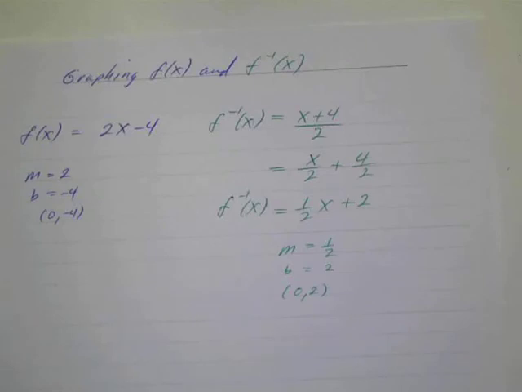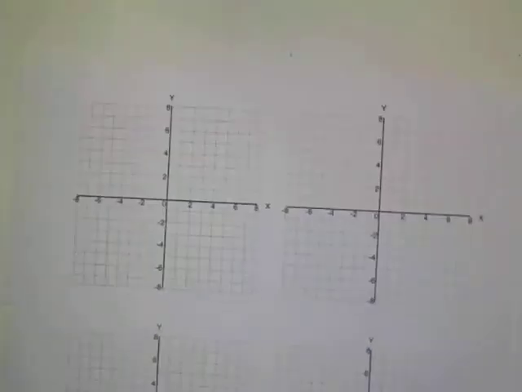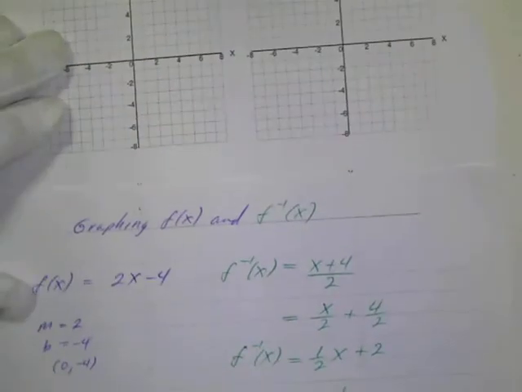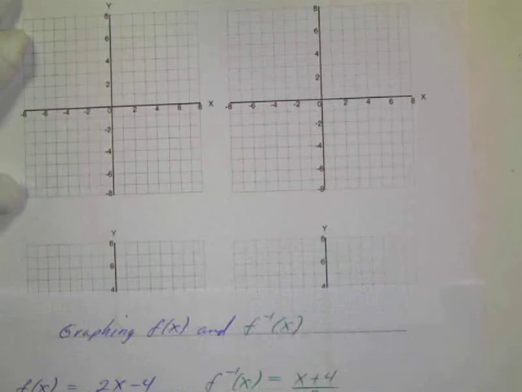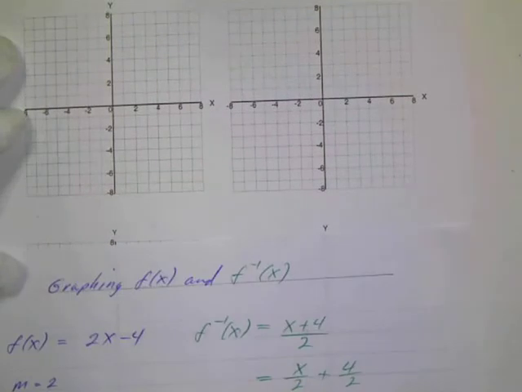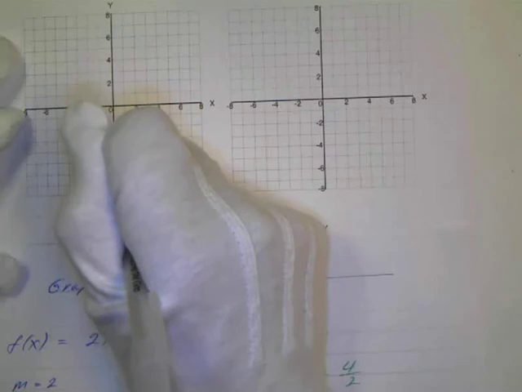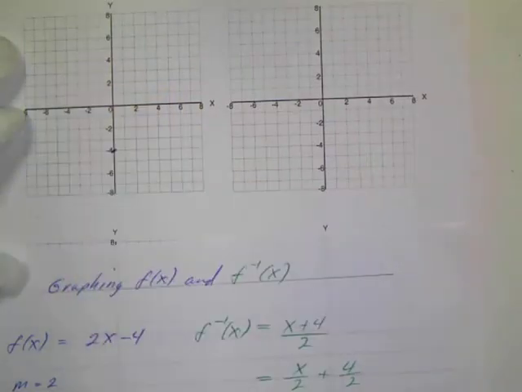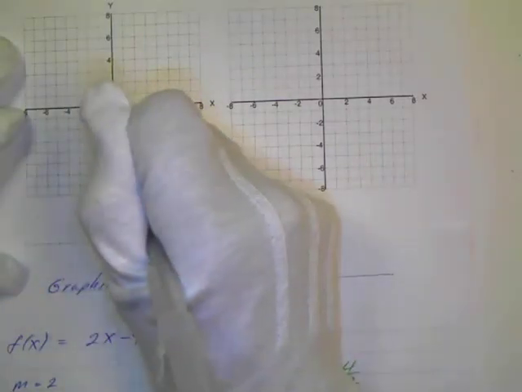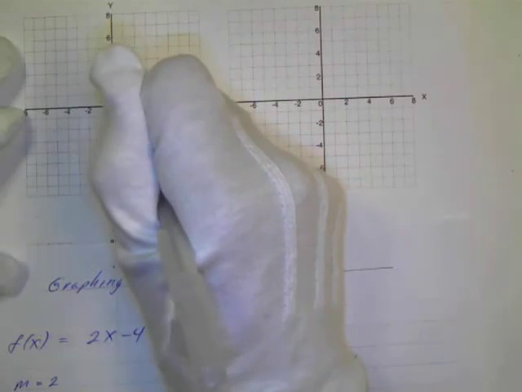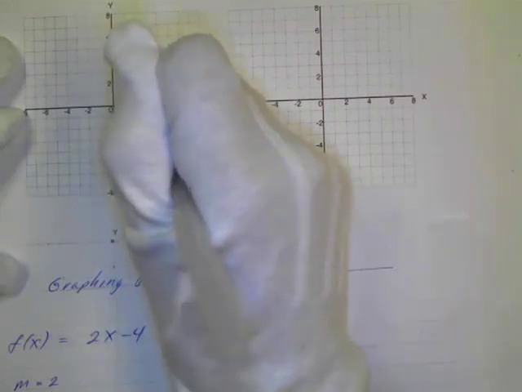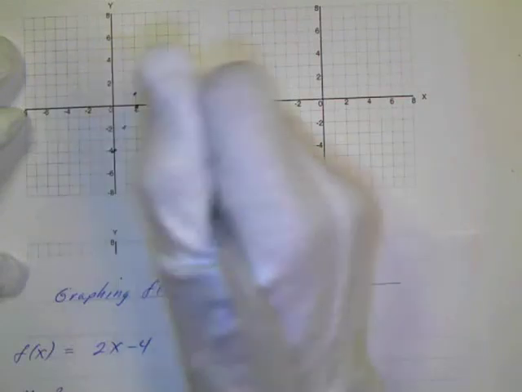And I've got some graph paper here. I'll graph, first of all, f of x, and I'll label it. So the intercept is negative 4 and the slope is 2. So there's my intercept, negative 4. And my slope is 2. So I go up 2 over 1. Up 2 over 1. Up 2 over 1. Oops, that was 3. I missed that there. Sorry about that.